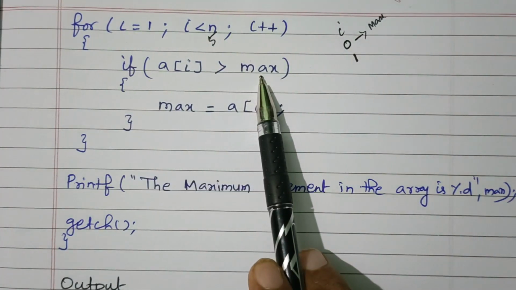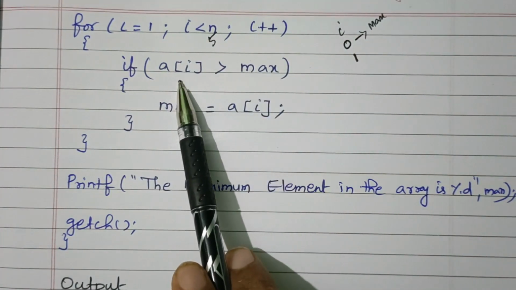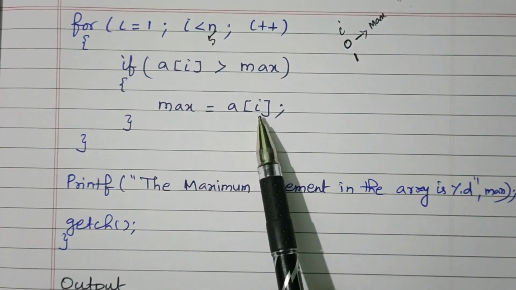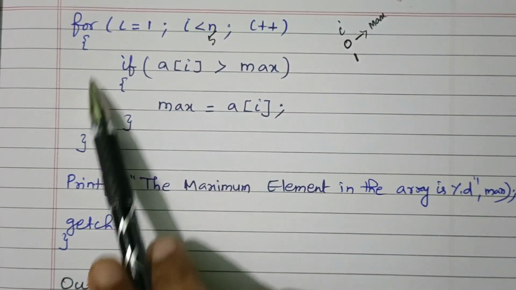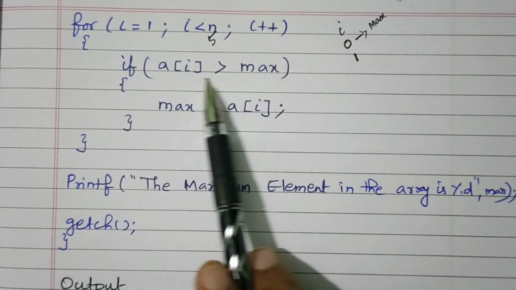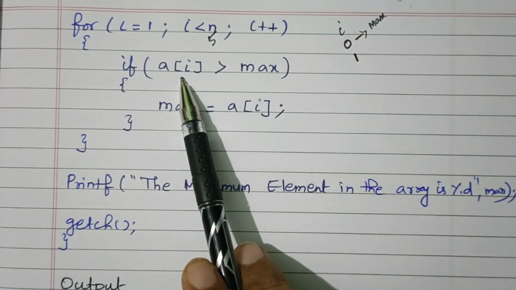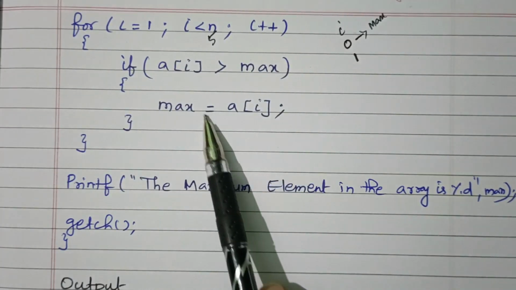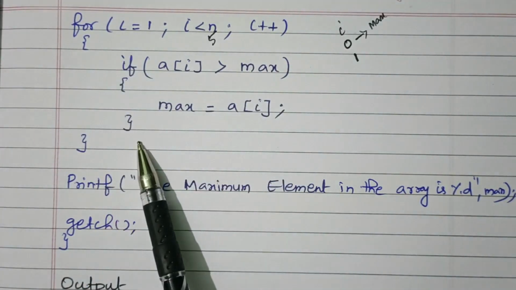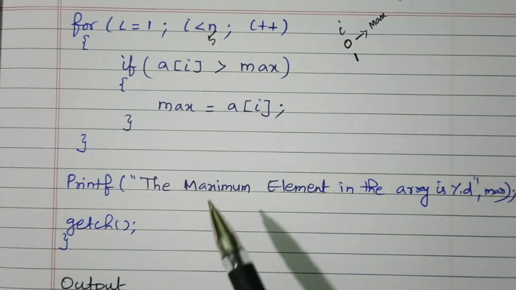So the first number is already stored here, and we are checking with the second number. If the second number is greater, the second number will be stored as the maximum, overwritten. Then it will go to the next process. If this condition is not true, that is, a of i is not greater than max, then it will not go to this step, it will go to the increment, the next step of the for loop, right?